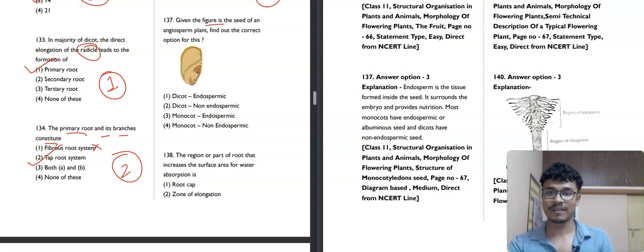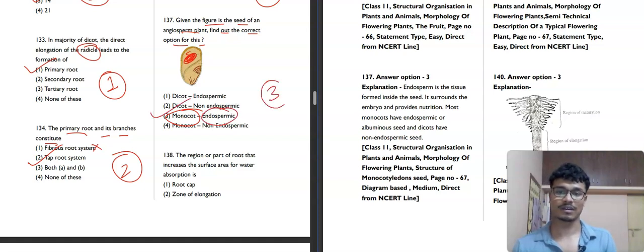It is saying that given the figure is a seed of an angiosperm plant, find out the correct option for this. Is it dicot or is it monocot? First of all, let us understand. So it is basically a monocot seed. Now, is it endospermic or non-endospermic? You can see the endosperm here. So it is absolutely endospermic. So the third option is our correct answer.